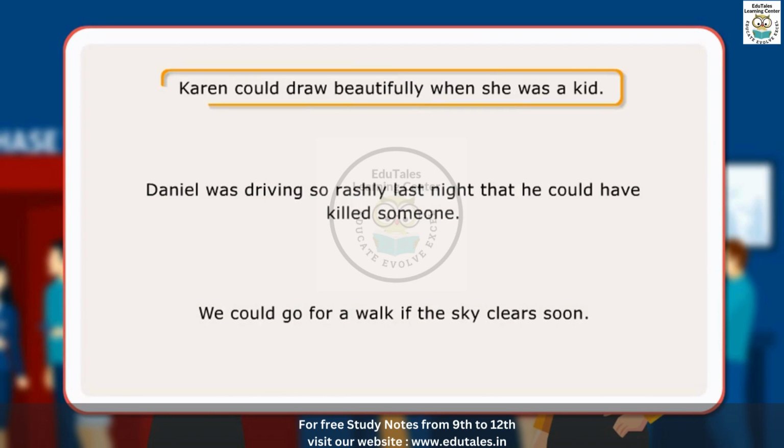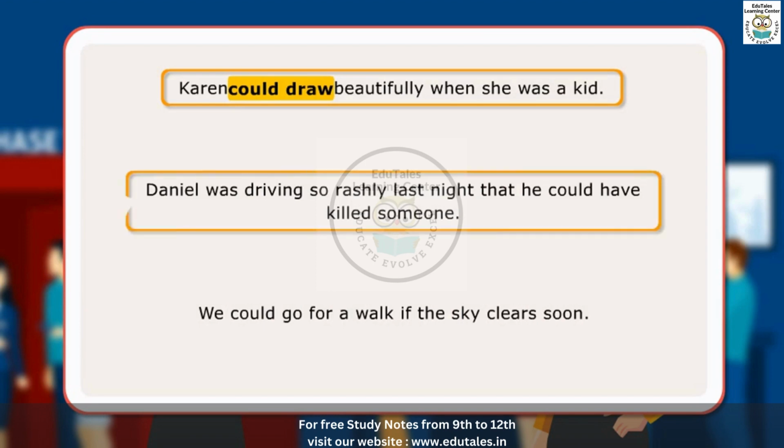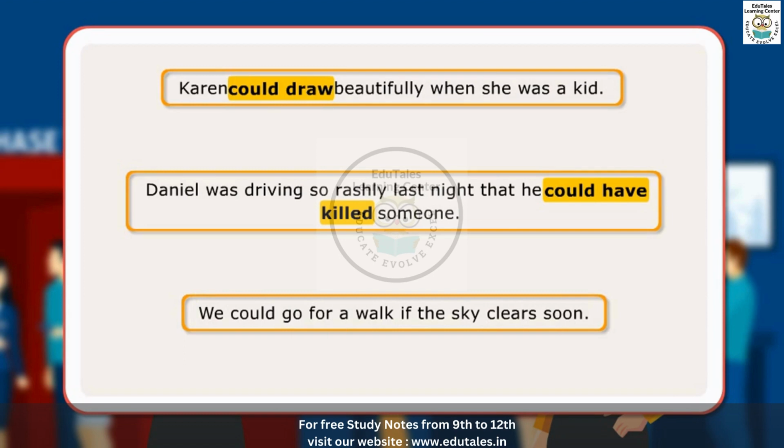In the first sentence, could draw has been used to denote past ability. In the next sentence, could have killed has been used for something that was possible but did not happen. In the next sentence, could go has been used for future possibility.